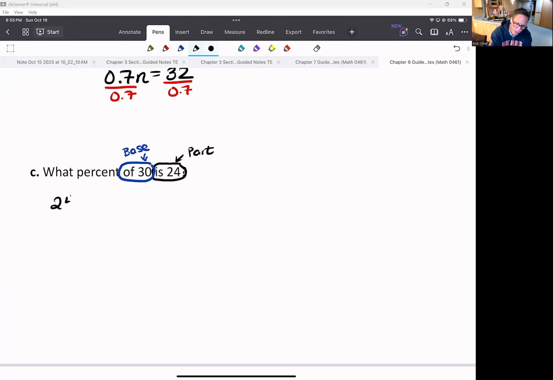So we're going to do 24 divided by 30, and then multiply that by 100, because we're going to get a decimal when we do 24 divided by 30. So you do 24 divided by 30, then multiply that by 100, and you get 80. So that's 80%.